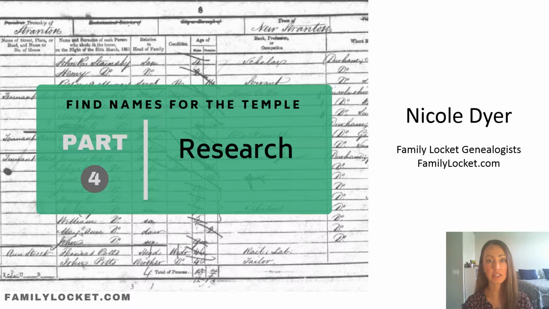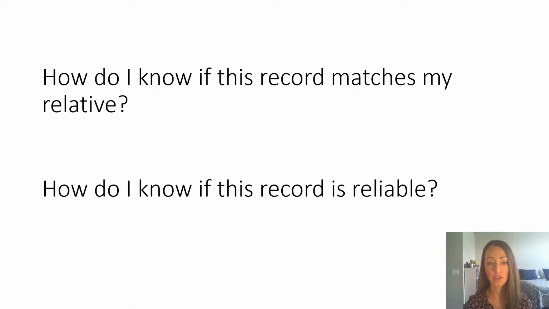In the previous steps, you have found a relative who you have a research question about. So then you created an objective and you started a research plan and you started trying to find records about them. So in this video, I'm going to talk about two important things. When you find a record, how do you know if it matches your relative? And how do you know if the record is reliable? These two questions are very important as you research.